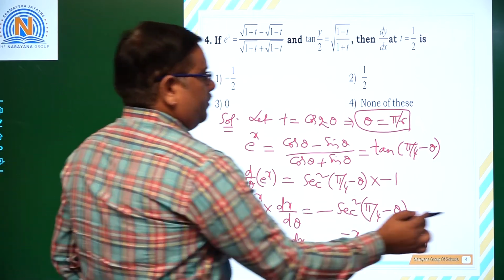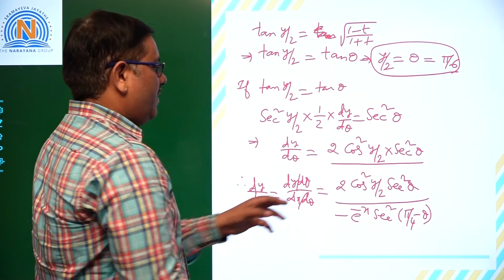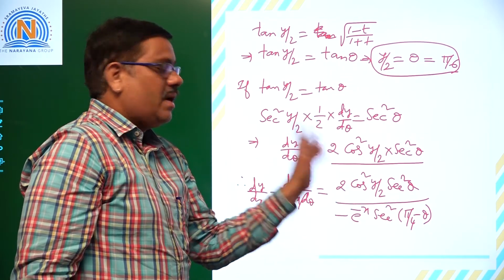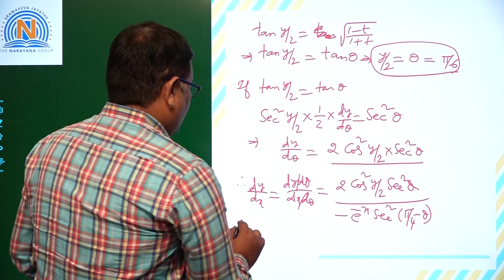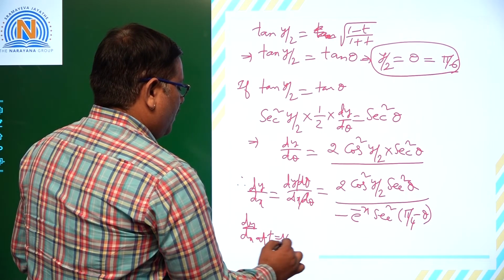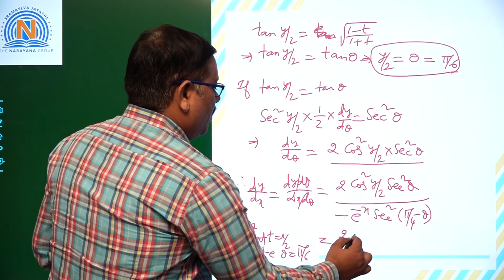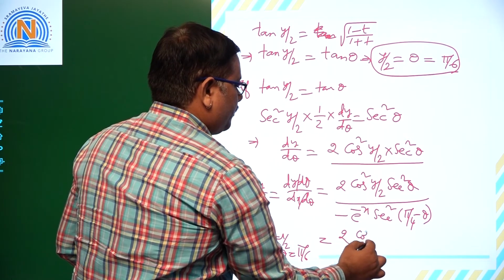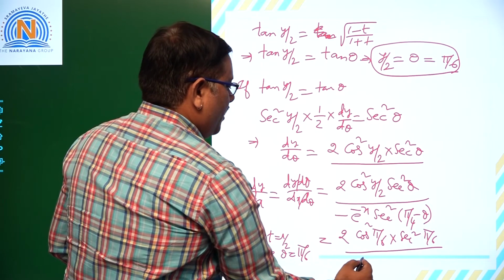Now we have to find out what is e power minus x value, and the value of 2 cos square y by 2 into secant square theta, for theta equal to pi by 6 and y by 2 is pi by 6. Fine. And secant square pi by 4 minus theta. All these values we have to substitute. So dy by dx at t is equal to 1 by 2, that is, theta is equal to pi by 6, is equal to 2 into cos square y by 2, which is cos square pi by 6, into secant square pi by 6, divided by e power minus x.